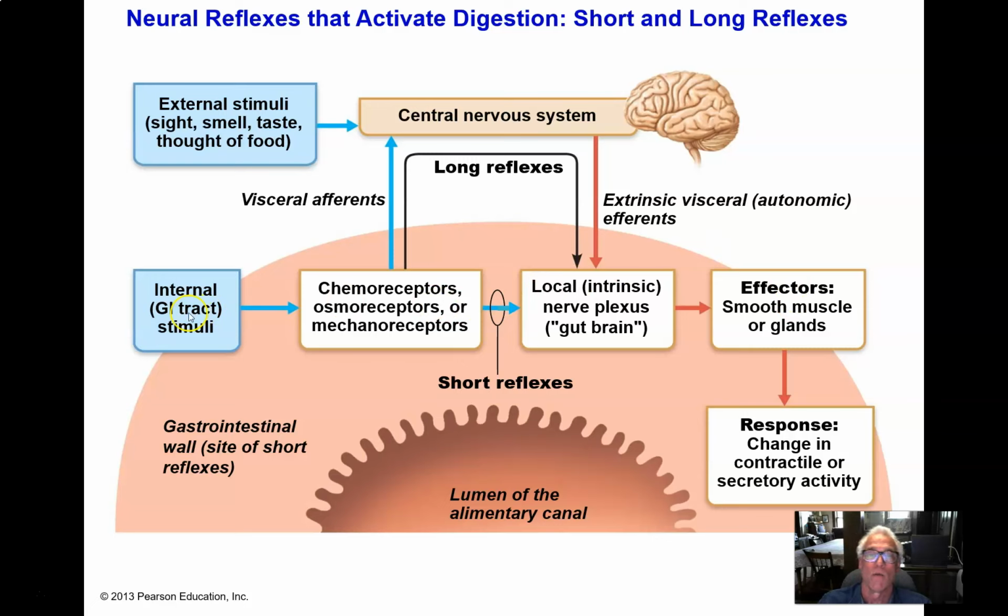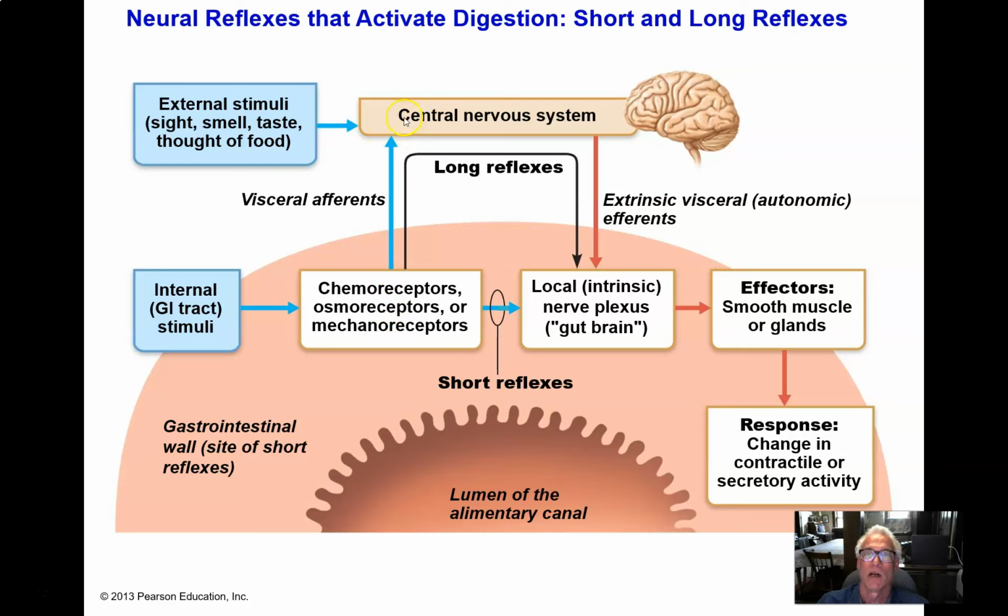So when we add something to the digestive tract, chemoreceptors, osmoreceptors, and mechanoreceptors recognize its presence when we eat food. Those cause what we call local reflexes or short reflexes. Short reflexes refer to this activation of the enteric plexus and then activation of glands and smooth muscles, and we have digestion.